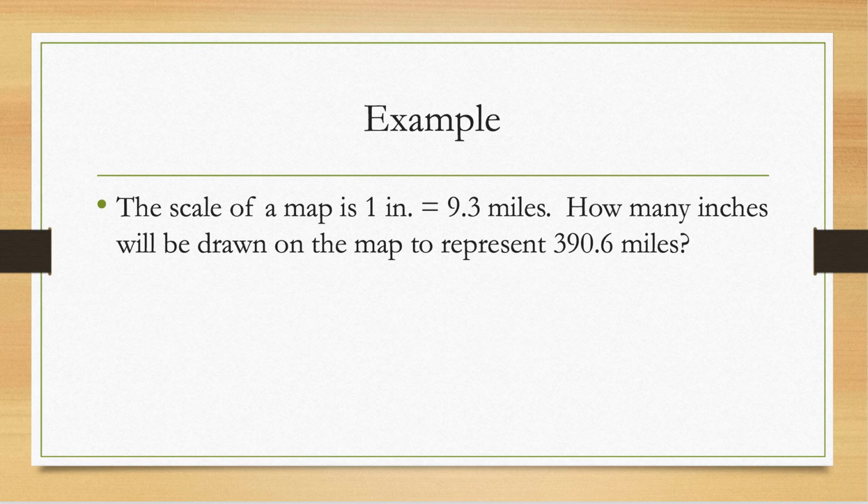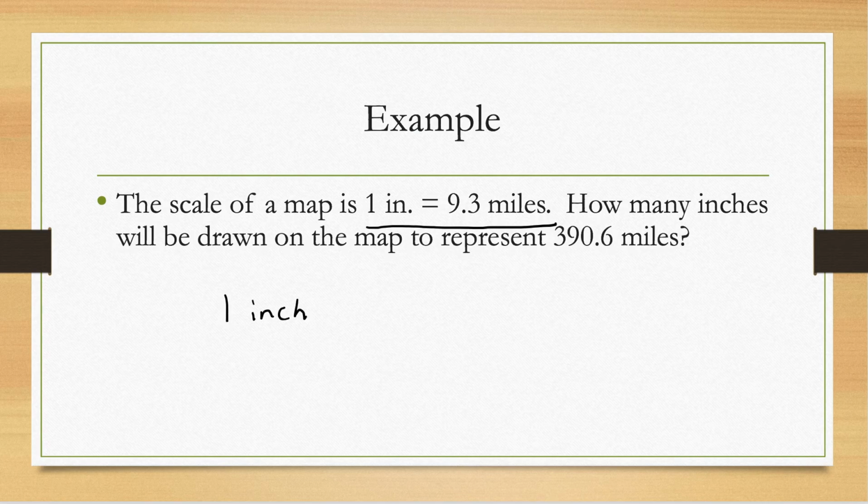The scale of a map is 1 inch equals 9.3 miles. How many inches will be drawn on the map to represent 390.6 miles? So what we're going to do is use this statement and create a ratio. So I know that 1 inch, and it is important that you write the units with it, 1 inch is the same as 9.3 miles.